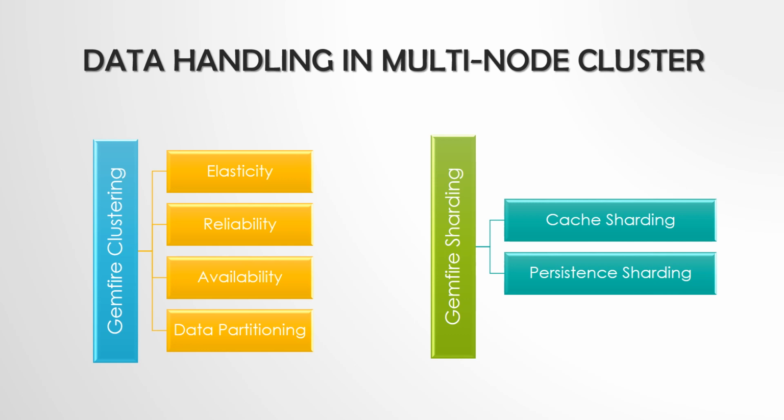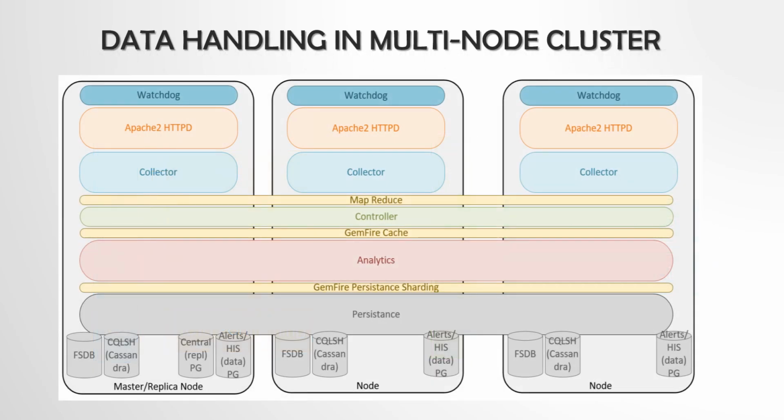The analytics component is known as GemFire cache sharding, and at the persistence layer, it is known as GemFire persistence sharding. Just because data is present in the GemFire cache of a particular node, it doesn't mean that the data shard persisting will happen on the same node. The chance of that is only 1 by n, where n is the total number of nodes.